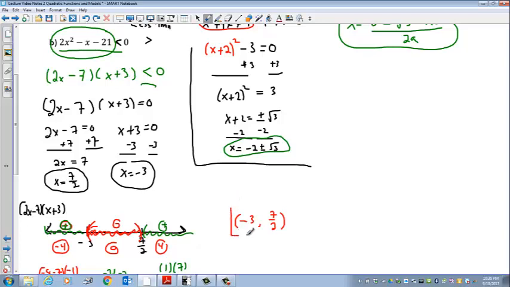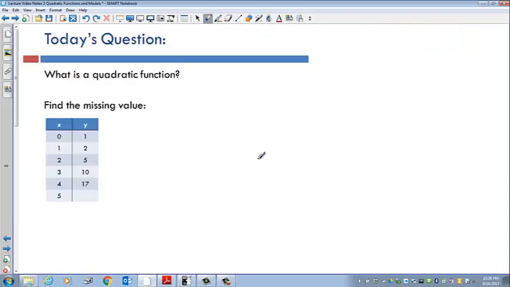So when you solve an inequality, you often get an interval solution, whereas when you solve an equality, you typically get a sort of discrete solution, meaning just a finite number or not an interval, right? Not a continuous number of things. Okay, let's move on. Let's move on to today's question.